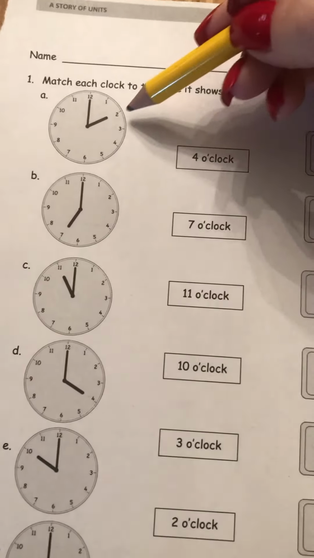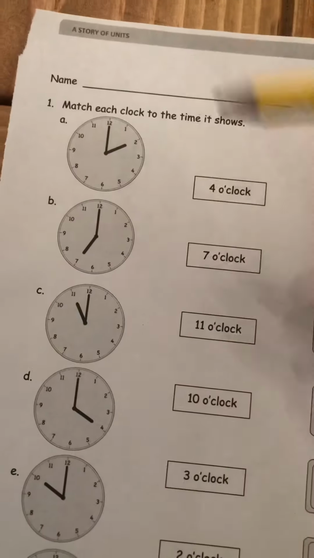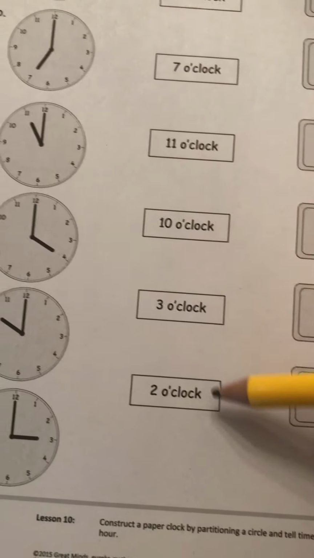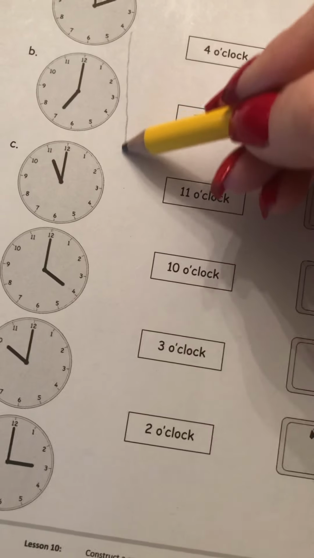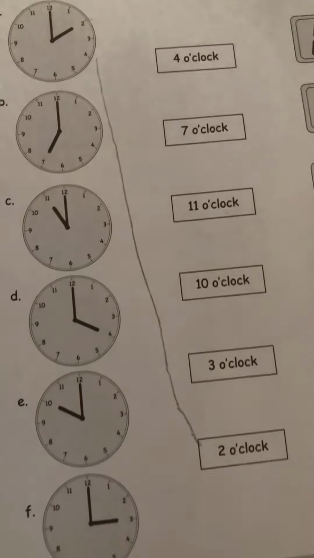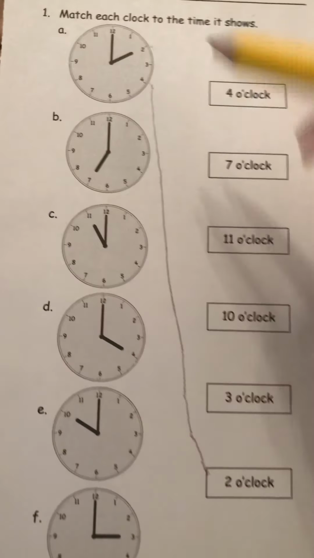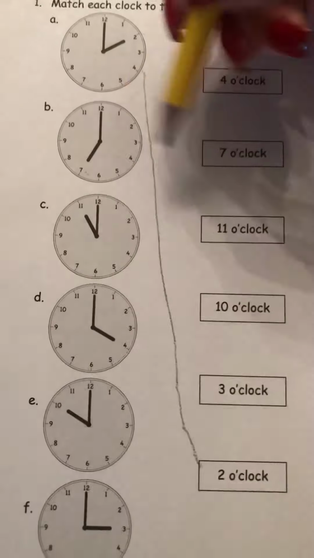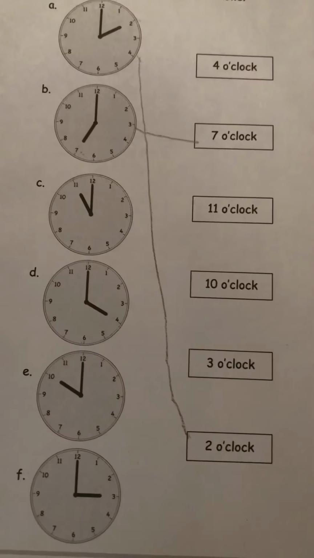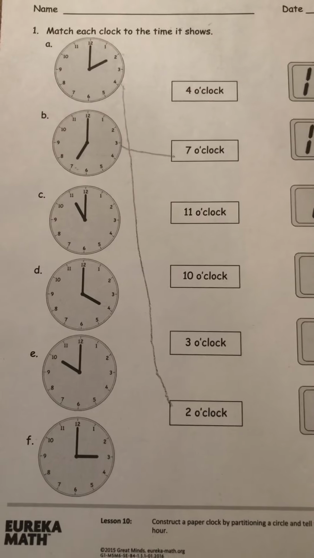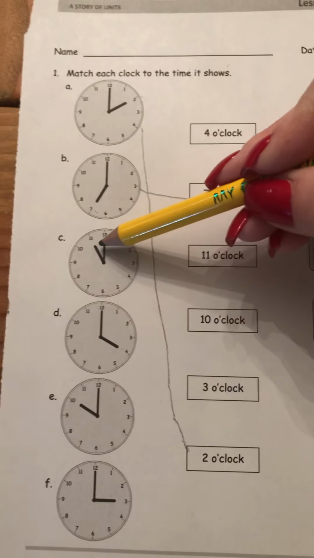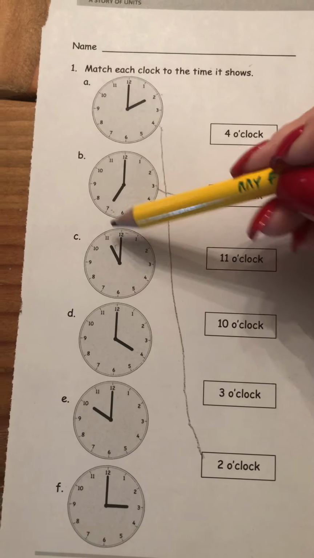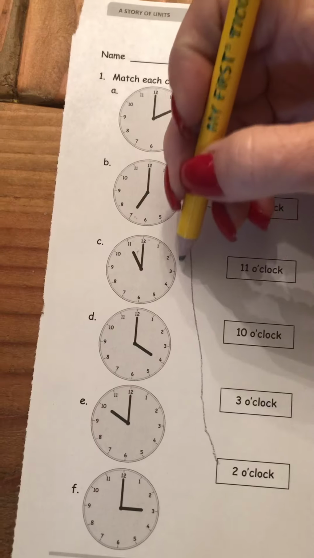Okay, the first one says the shorthand is pointing at the 2, so let's find 2 o'clock. There it is, way at the bottom. Draw a line all the way down. Okay. The next one has the shorthand pointing to the 7, so it's 7 o'clock, straight across. The next one shows the shorthand pointing at 11 and the longhand pointing at 12, so it's 11 o'clock. Draw a line.